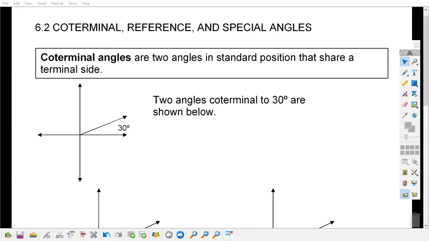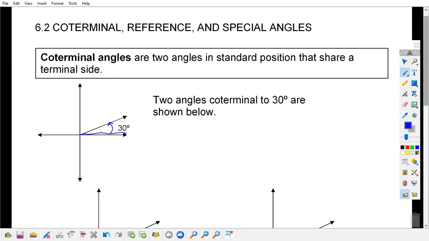Coterminal are two angles in standard position that share a terminal side. Standard position means, notice here, this is my initial side, and I just went 30 degrees. We see that? Standard position. This is my terminal side. Now, there are an infinite number of coterminal angles to this angle.